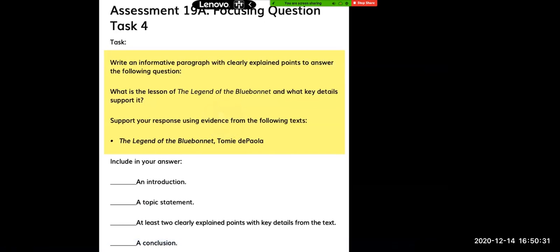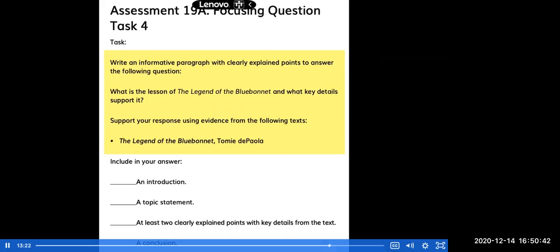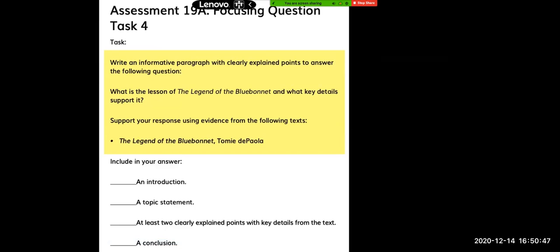Write an informative paragraph with clearly explained points to answer the following question. What is the lesson of the legend of the Blue Bonnet, and what key details support it? Support your response using evidence from the following texts. The Legend of the Blue Bonnet by Tomie dePaola. The question again is, what is the lesson of the legend of the Blue Bonnet, and what key details support it?